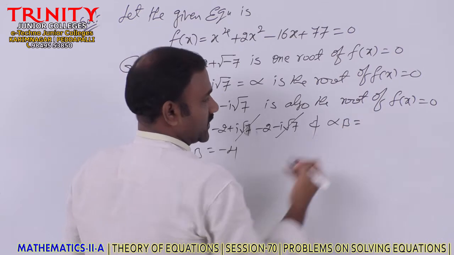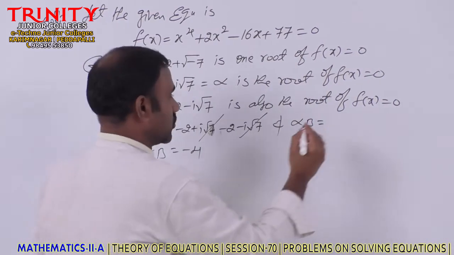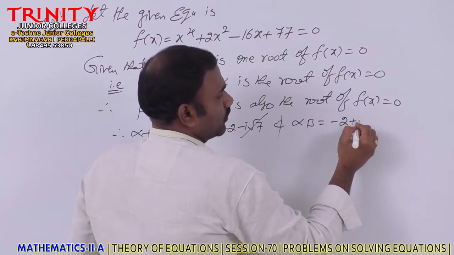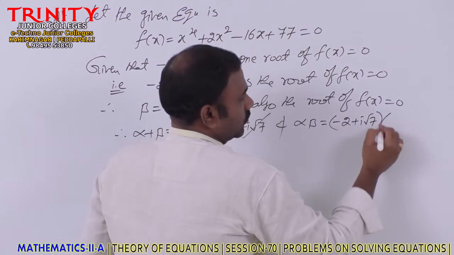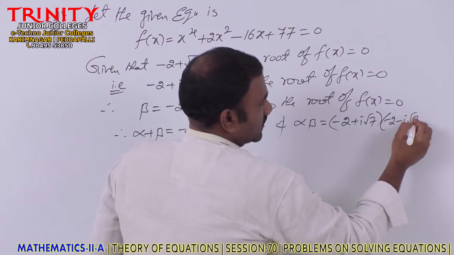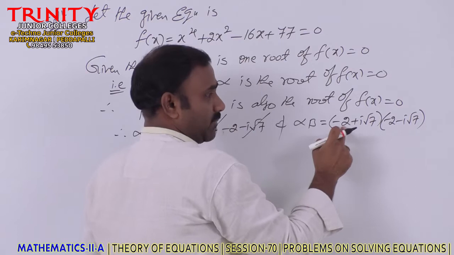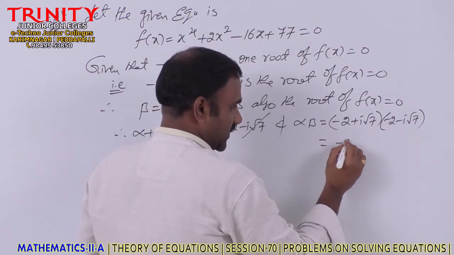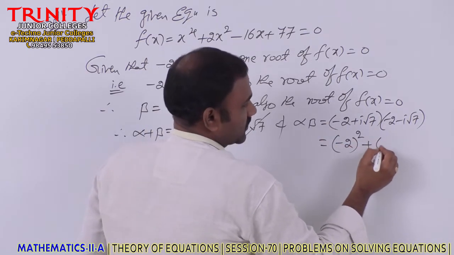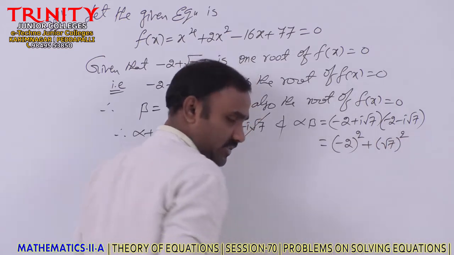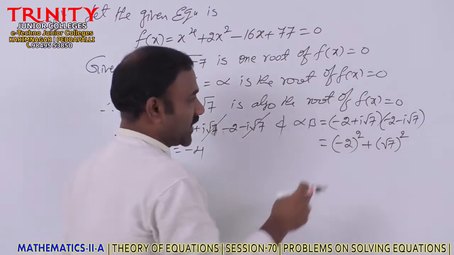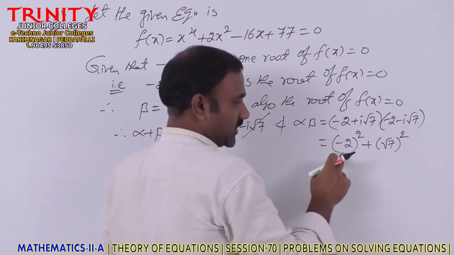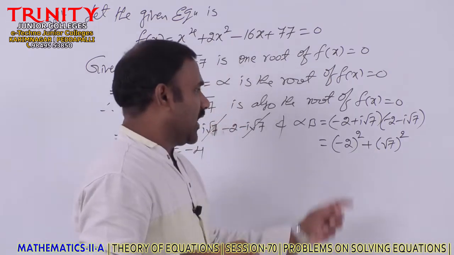Alpha into beta, the product of the roots, is equal to minus 2 plus i root 7 into minus 2 minus i root 7. That is (a plus ib) into (a minus ib), which is nothing but a square plus b square. Already we have discussed this in complex numbers.